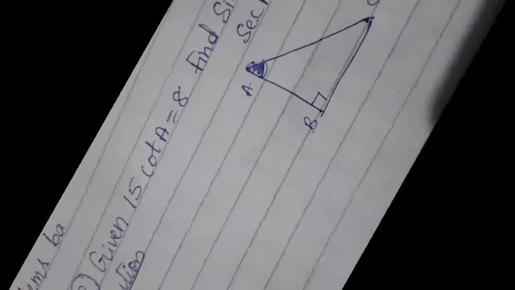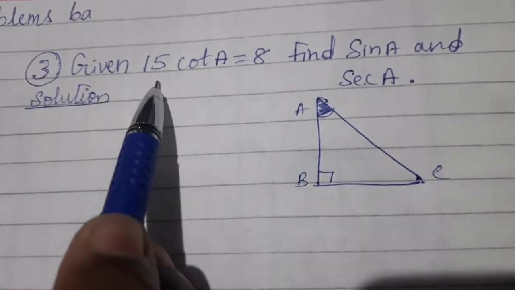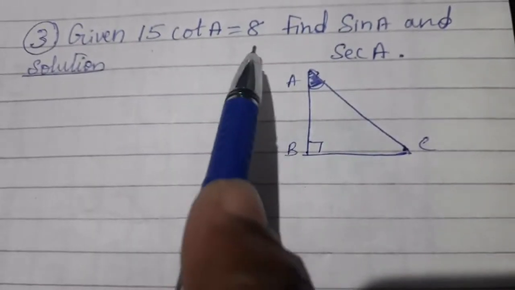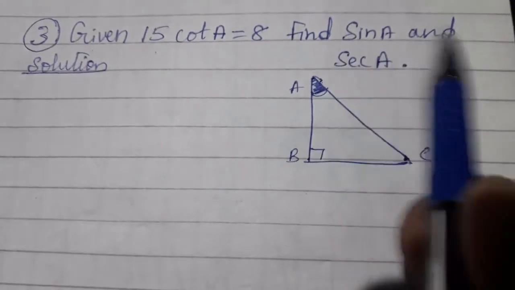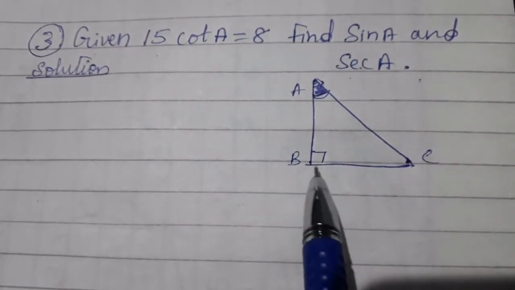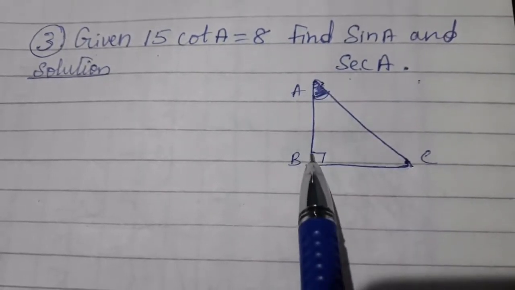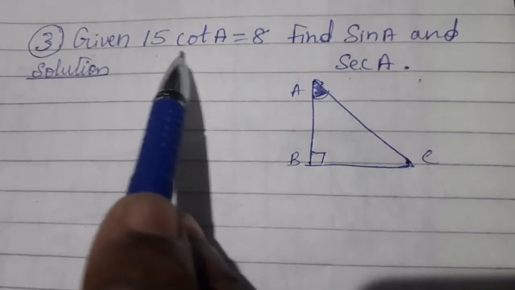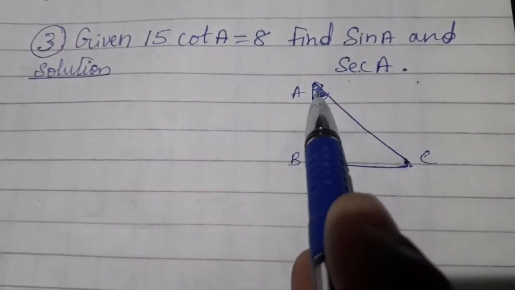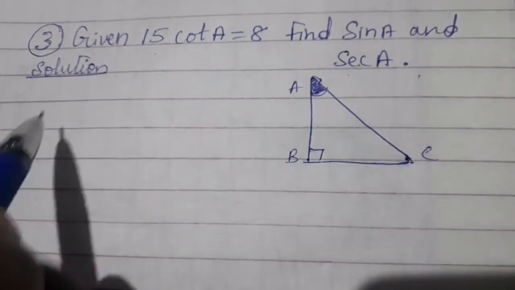Given 15 cot A is equal to 8. Find sin A and secant A. So we'll take the reference of one right angle triangle ABC. Angle B is 90 degrees, because in the question it is told cot A, so the acute angle is angle A.